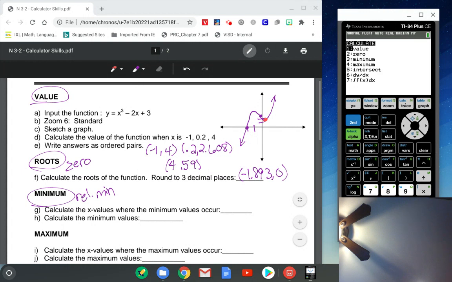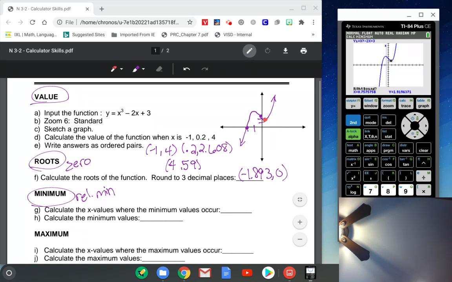So go to your second calculate screen again, and you'll see minimum. So we're going to hit 3, or scroll down to 3 and hit enter. Whoops. Let me try that again. Second calculate, minimum. And you'll see where it says left bound. We want to go to the left of this minimum value. Now, I was to the left, I could have left it alone, but I'm going to get a little bit closer to that value right here that we're looking for. And then hit enter, so I have a left bound.